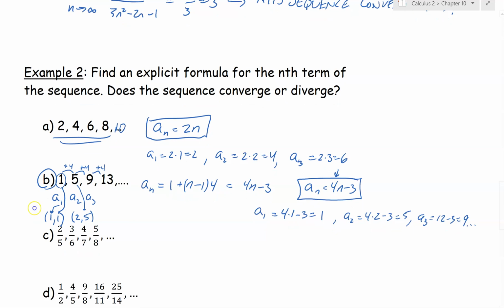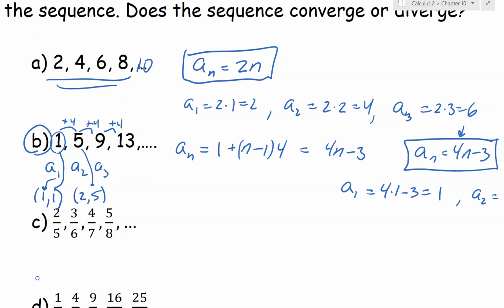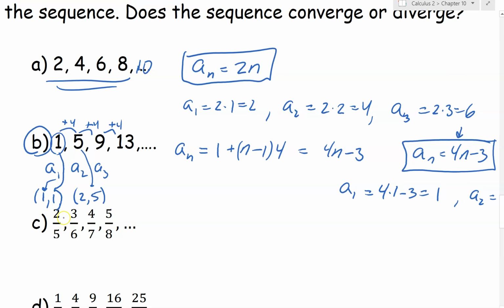Okay, so Example C is not a linear relationship. There's not a common difference from term to term, but we do see a definite pattern. The numbers in the top start at 2 and just keep increasing by 1. The numbers in the bottom start with 5 and just keep increasing by 1. And so we could say the nth term.